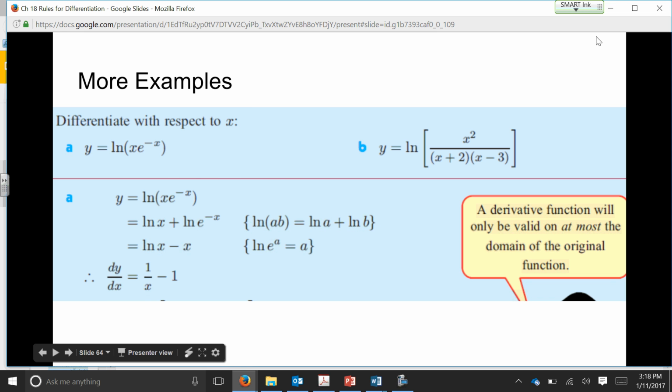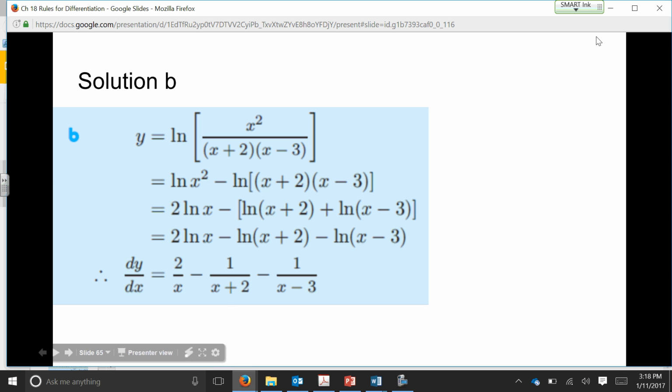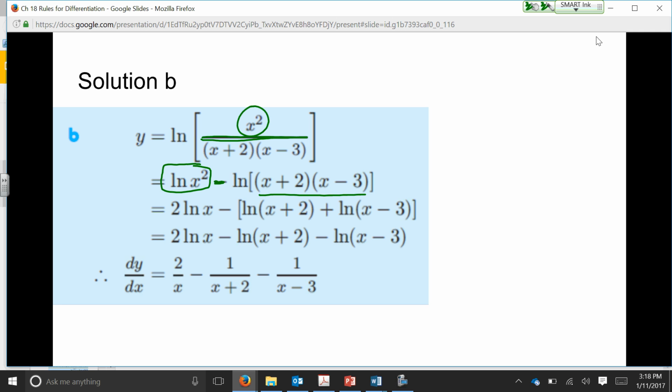While this next example looks more challenging, it's not really more challenging, it's just longer. We're just going to break it up. So we're going to take a look at the natural log of x squared. And then since we're dividing, we're going to subtract the natural log of the denominator. And since in the denominator we are multiplying, I'm going to then add those, keeping the whole thing in square brackets to keep in mind that I'm really subtracting the whole thing.